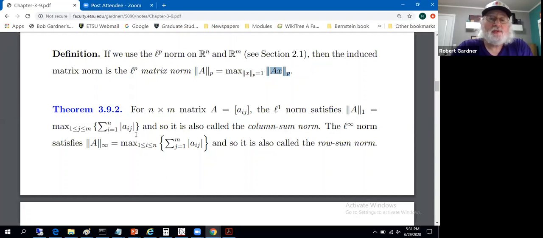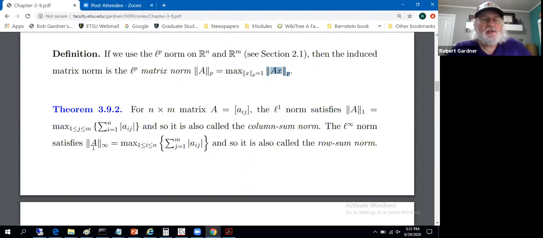We'll go through the proof and establish that. It's called a column sum norm because we're summing the absolute values of the column entries and then picking the biggest one of those. The L infinity norm, sometimes called a sup norm, on say Rn was, I would take the absolute value of the components and pick the biggest one of those, and that was the L infinity norm.